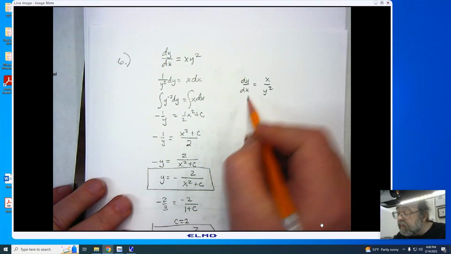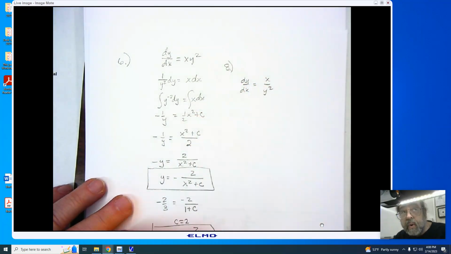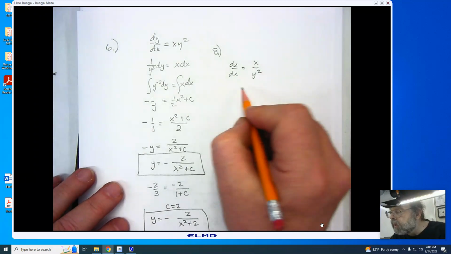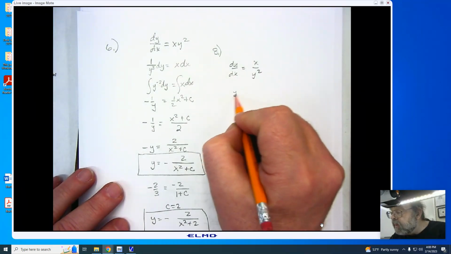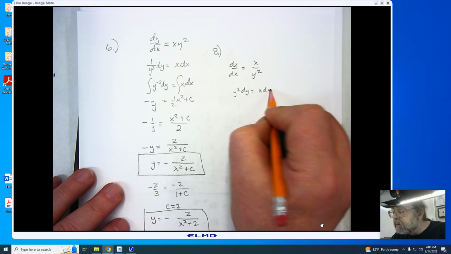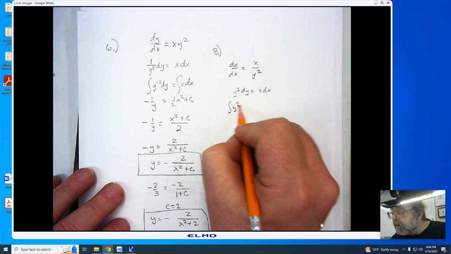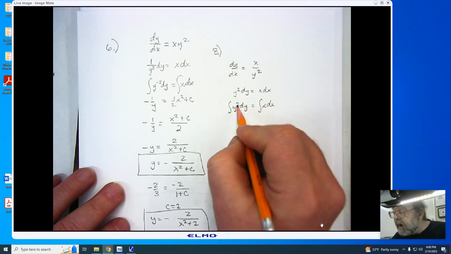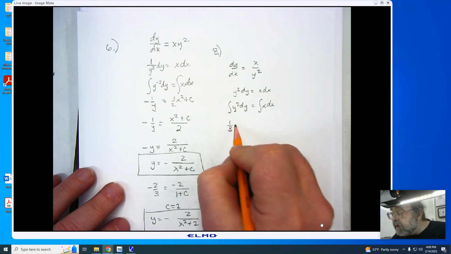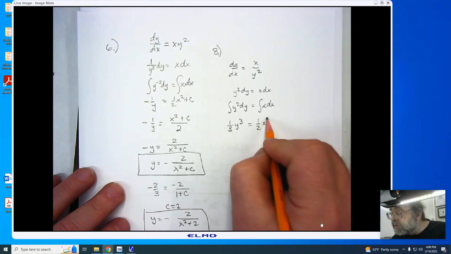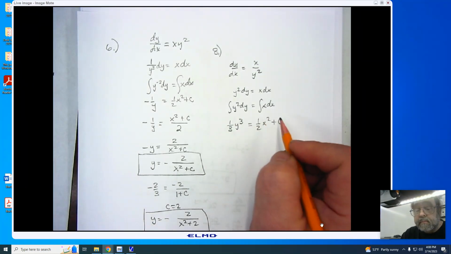Here we go. Number 8. This is our last one that I'm doing for the classwork. Here we go. I'm going to separate my variables. Y squared dy equals x dx. I'm going to integrate y squared dy equals the integration of x dx. I'm going to add 1. This is giving me 1/3 y cubed equals 1/2 x squared plus c.